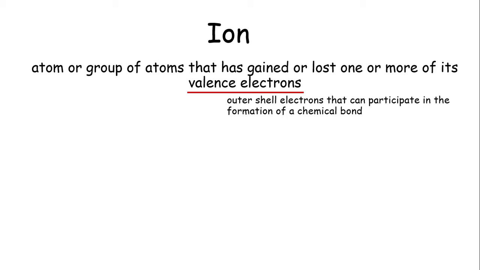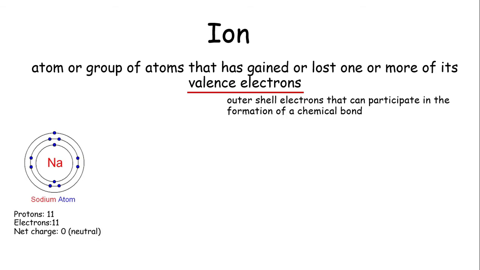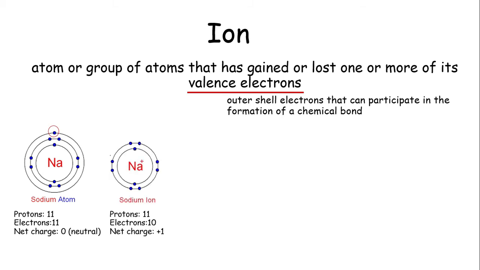So let's have, for example, the sodium atom. Sodium has 11 protons and 11 electrons, so therefore the charge is zero or neutral. This one is the valence electron. So as you can see, sodium has one valence electron. So when it loses one electron, it will become a sodium ion. So take note of the number of electrons. It lost one electron. Therefore, the charge will be positive 1.